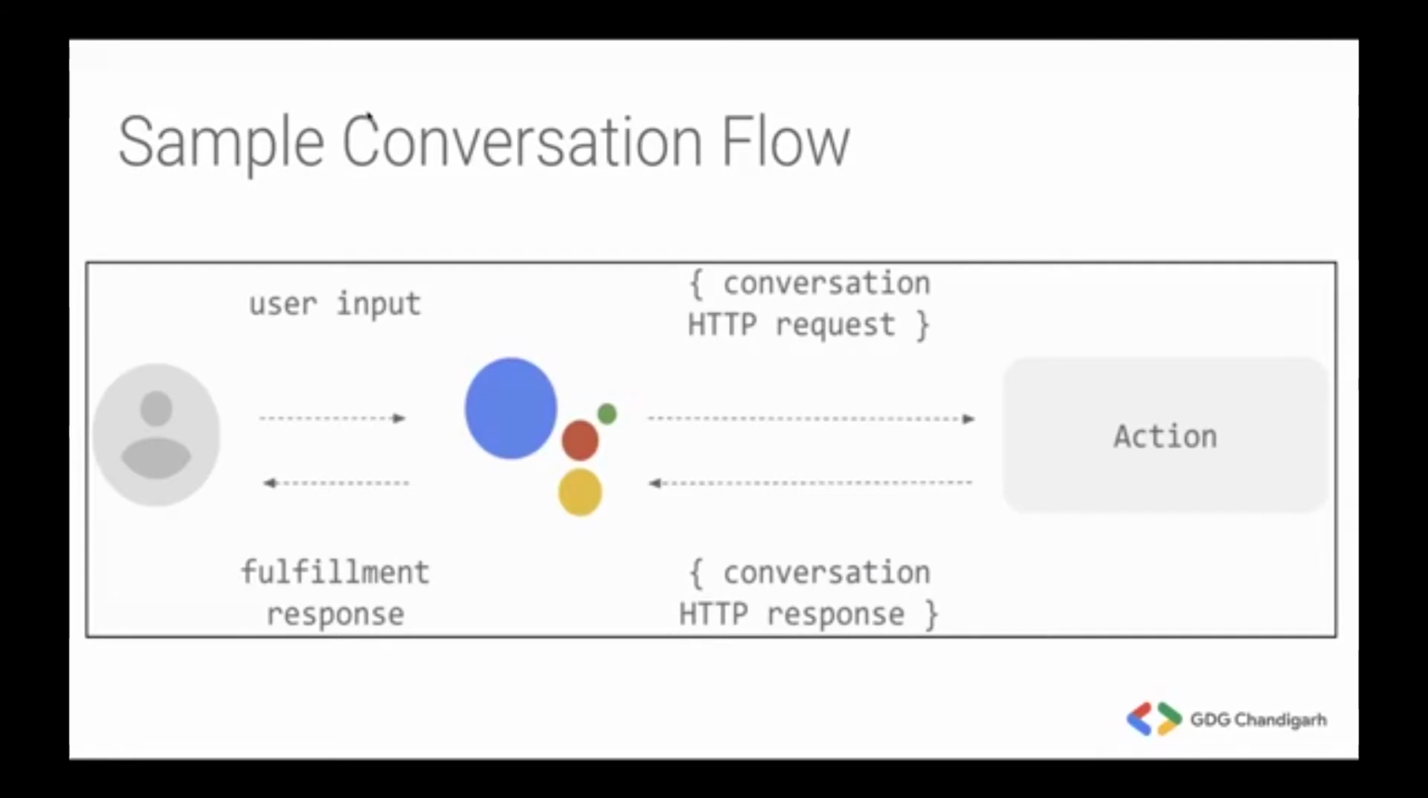which is being handled by the action, and the result of that request is being sent back as an HTTP response that is again being handled by the AOG platform, and using the fulfillment response it is being transformed into user understandable language that can be a simple text or maybe a basic card. Okay, so this is a very simple flow that's what we're gonna do today.